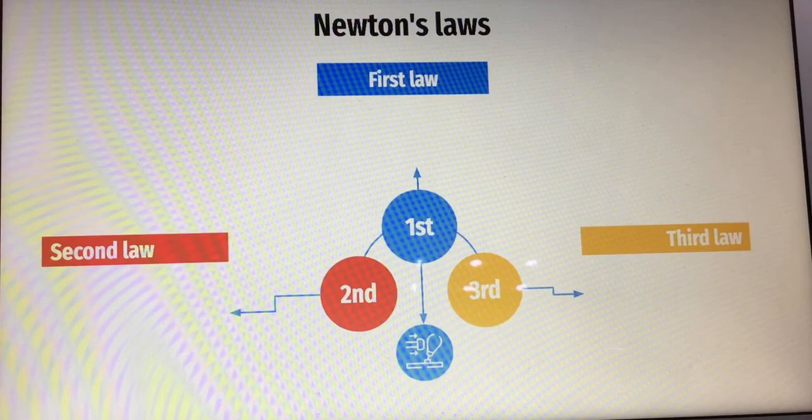Newton's first law says an object at rest remains at rest and an object in motion continues in motion with a constant velocity unless the object experiences a net external force. The second law, which is our main concept, says the acceleration of an object is directly proportional to the net force acting on the object and inversely proportional to the object's mass. And Newton's third law says all forces between two objects exist in equal magnitude and opposite direction.